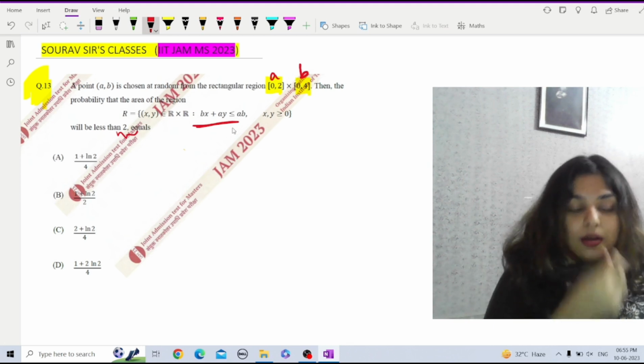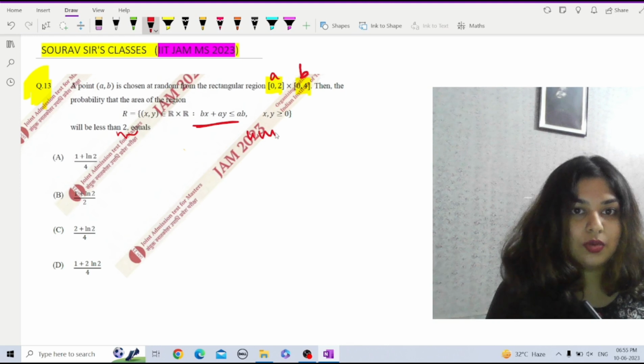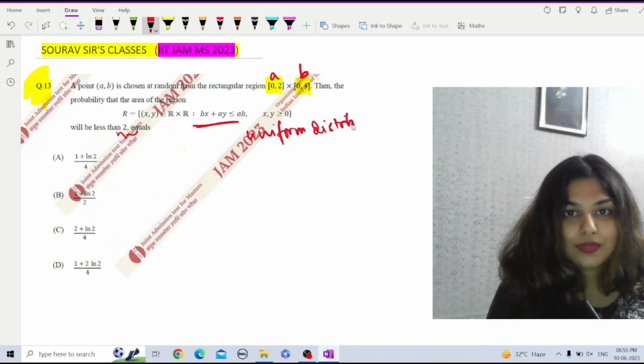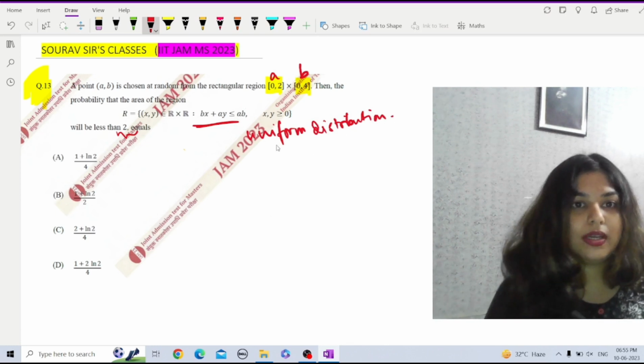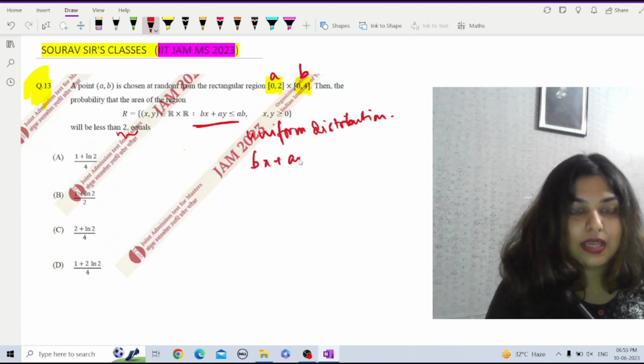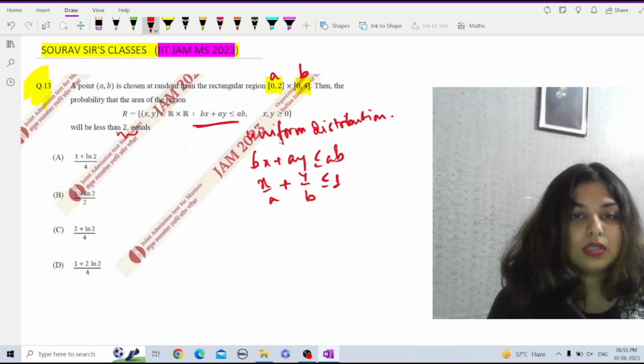So let us first try to understand the approach here. This is a uniform distribution we are dealing with. First of all, let's write down bx plus ay is less than or equal to ab. That means we have x by a plus y by b less than or equal to 1.